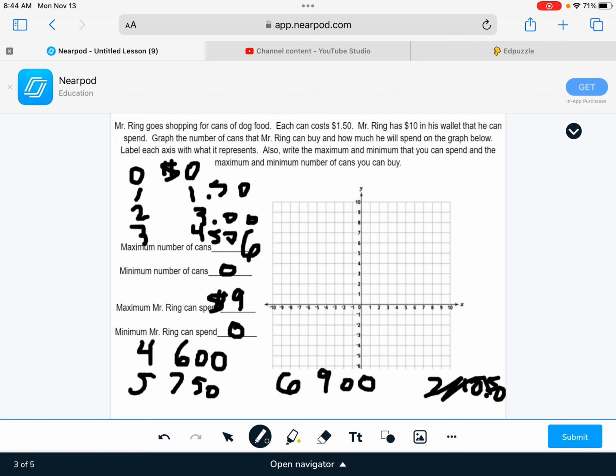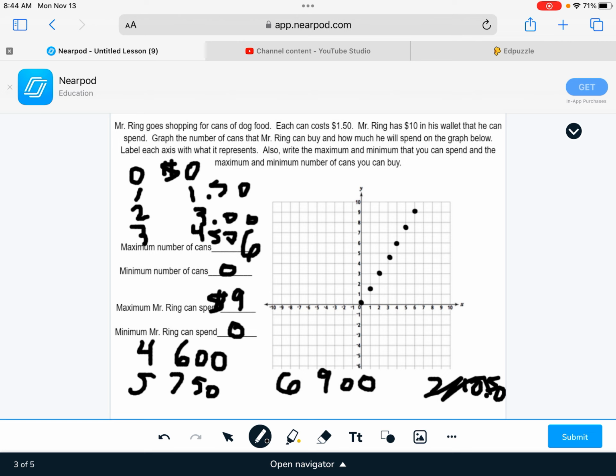Now, when I go to graph it: 0, 0; 1 and $1.50; 2, $3; 3 and $4.50; 4 and 6; 5 and $7.50; 6 and 9. That's going to be the dots that I can draw on here. Notice they're not perfect, but they are close enough to be able to convey the meaning of what this graph means.